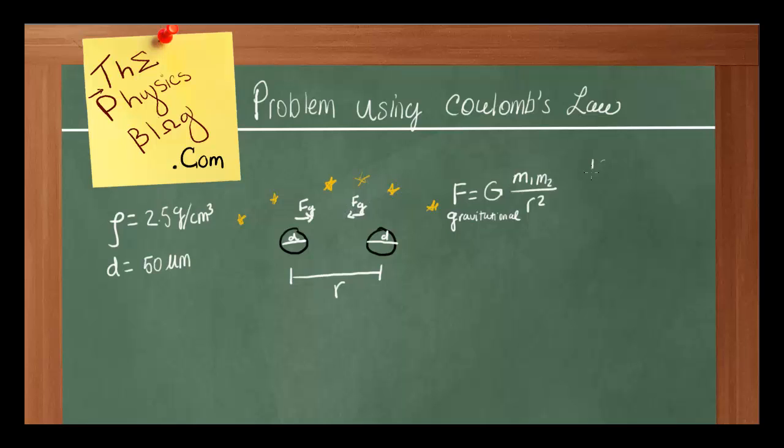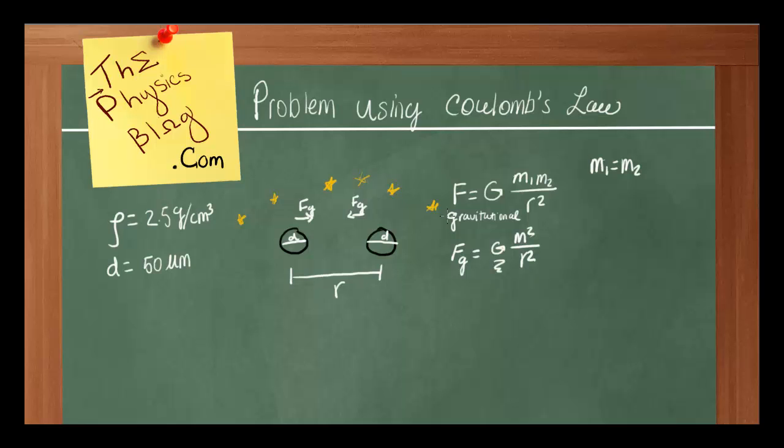And also, let me write the fact that m1 is equal to m2, so I can rewrite this gravitational force as G times m squared over r squared. If you didn't know what G was, G is a constant, just like the Coulomb constant in Coulomb's law.